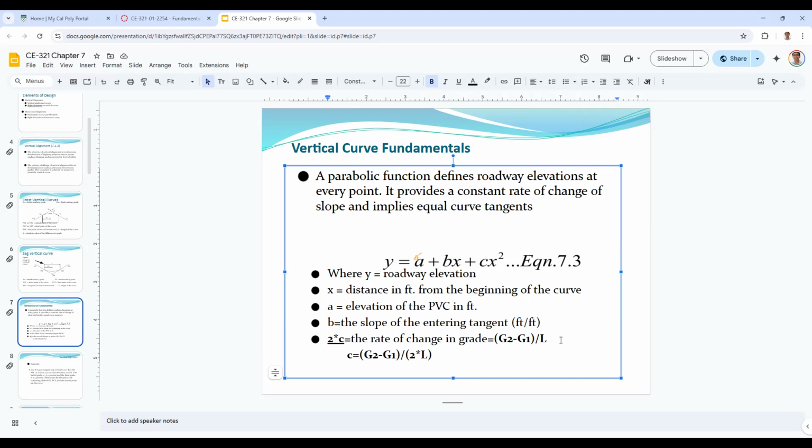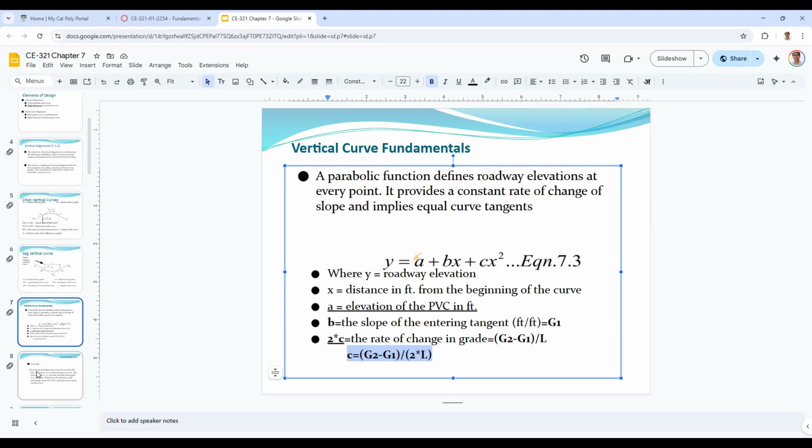So with these 3 formulas, A is the elevation of PVC, and B is the slope of the initial tangent, so B equals G1. And then C equals G2 minus G1 over 2L. If you think of what I bolded there, you will be able to solve most problems that require you to use the parabolic curve equation.